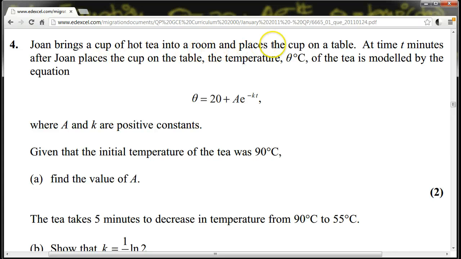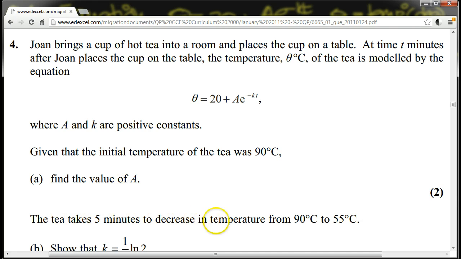Joan brings a cup of hot tea into a room and places the cup on a table. At time t minutes after Joan places the cup on the table, the temperature theta degrees centigrade of the tea is modelled by the equation theta equals 20 plus a e to the minus kt, where a and k are positive constants. Given that the initial temperature of the tea was 90 degrees centigrade, find the value of a.